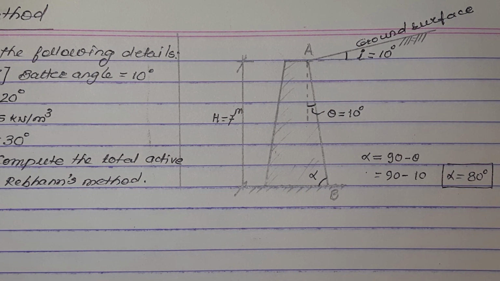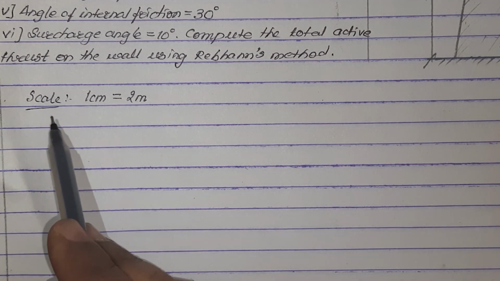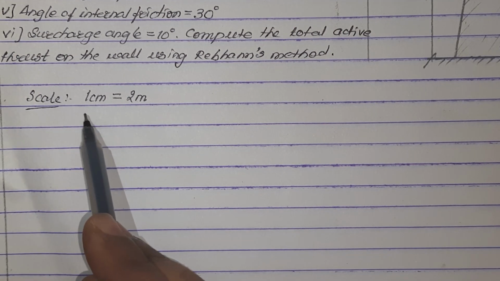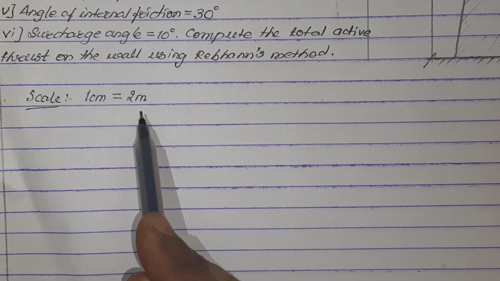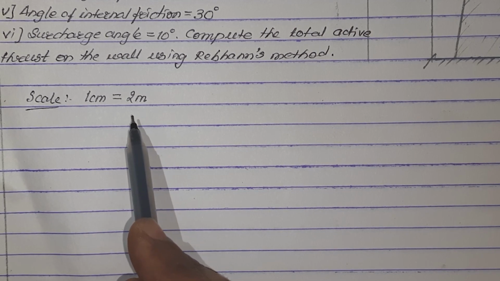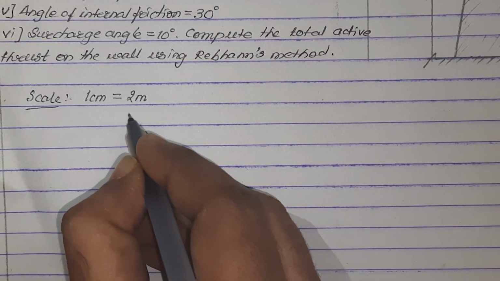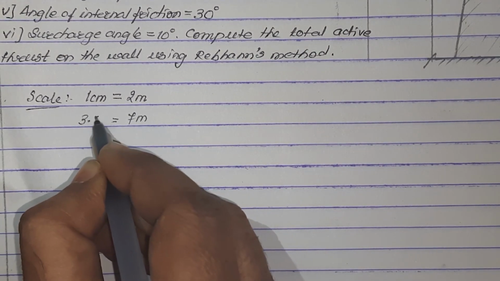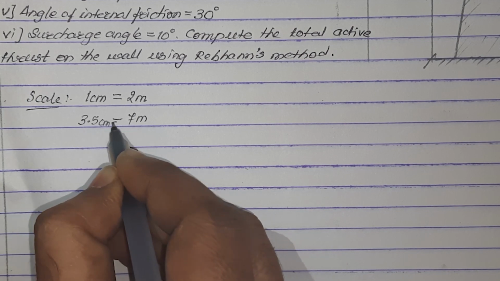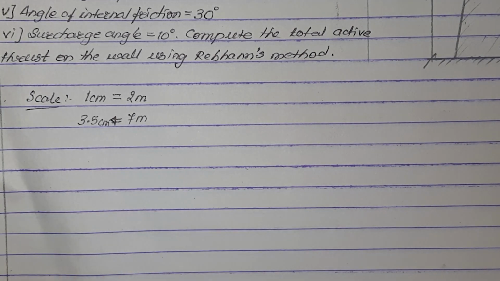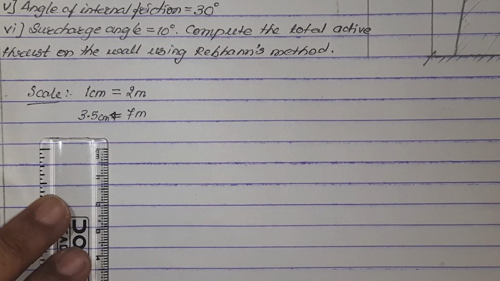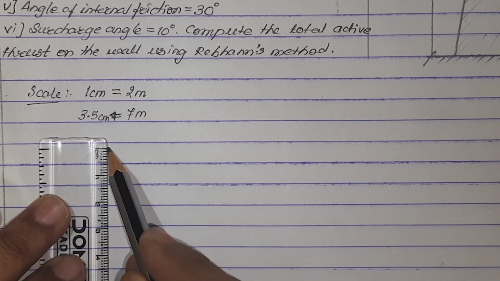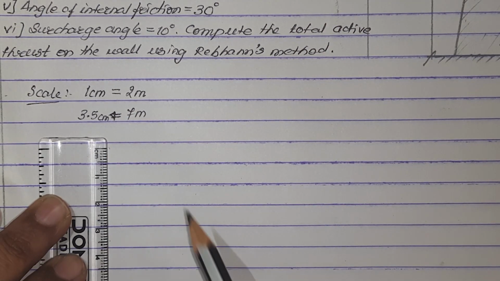Alright, let us begin with the graphical procedure. To start with, we have to select a scale. Let us select a scale 1 centimeter equal to 2 meter. So, height of 7 meter of this wall would be represented by how much distance? It would be 3.5 centimeter. Alright, so let us draw the retaining wall. Take the height as 3.5. This is 0 and this is 3.5.